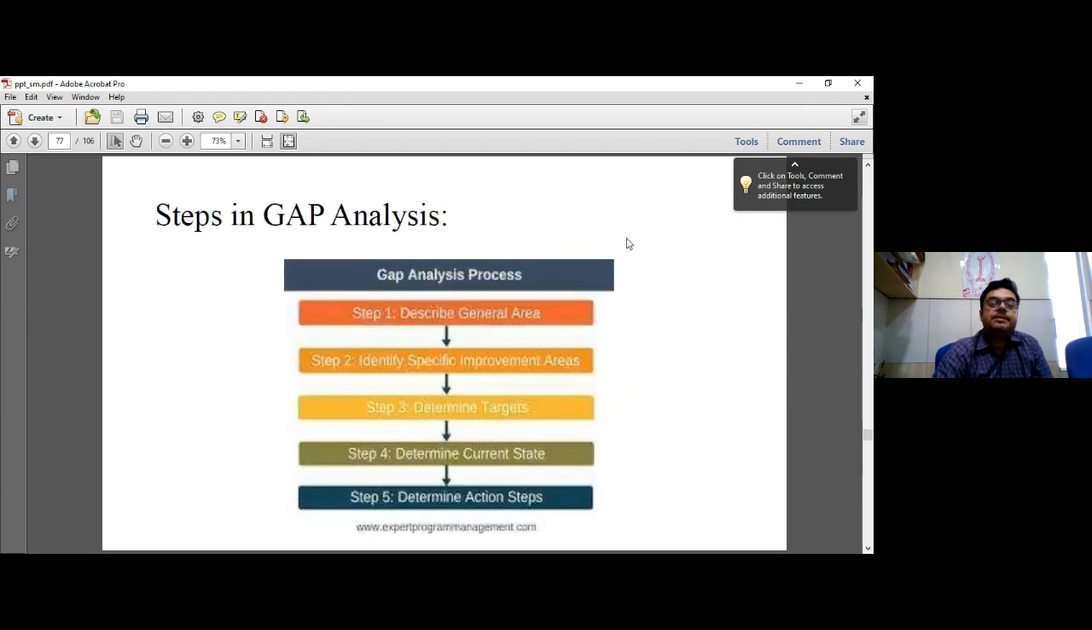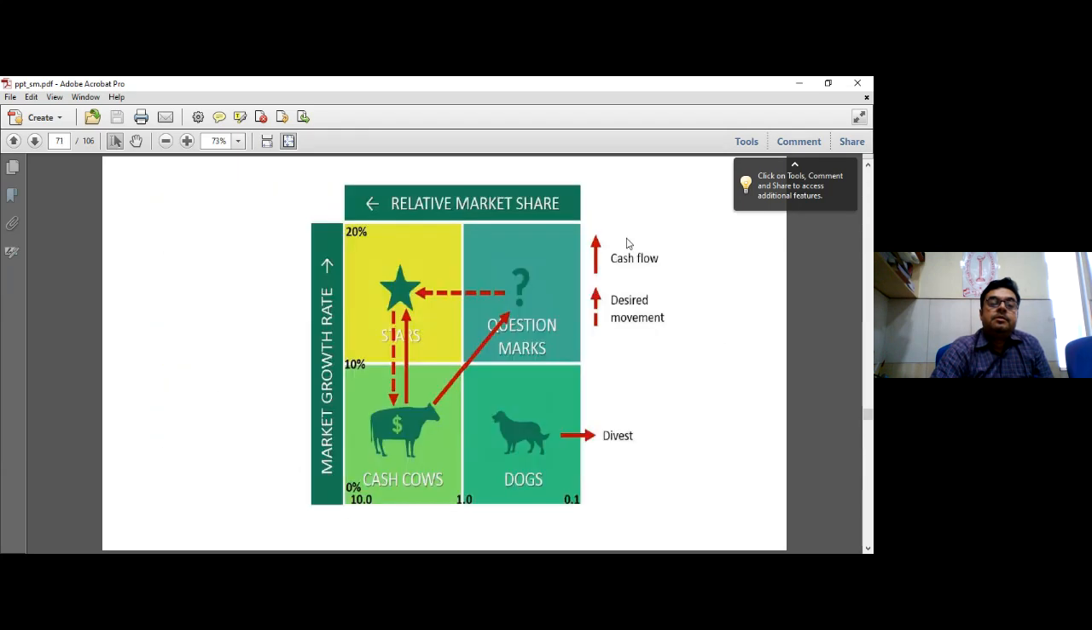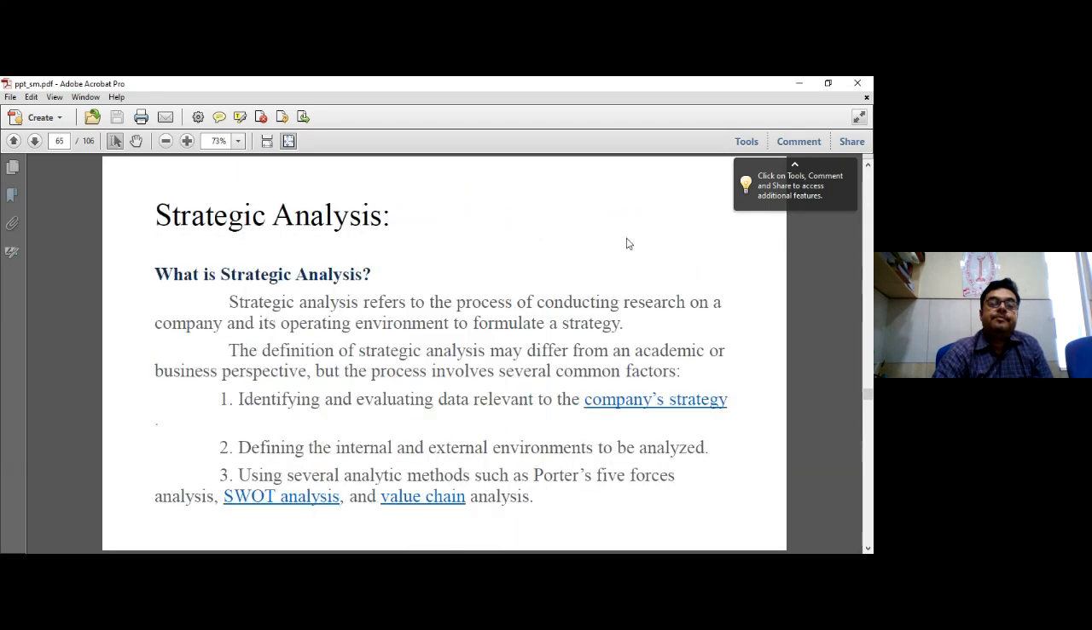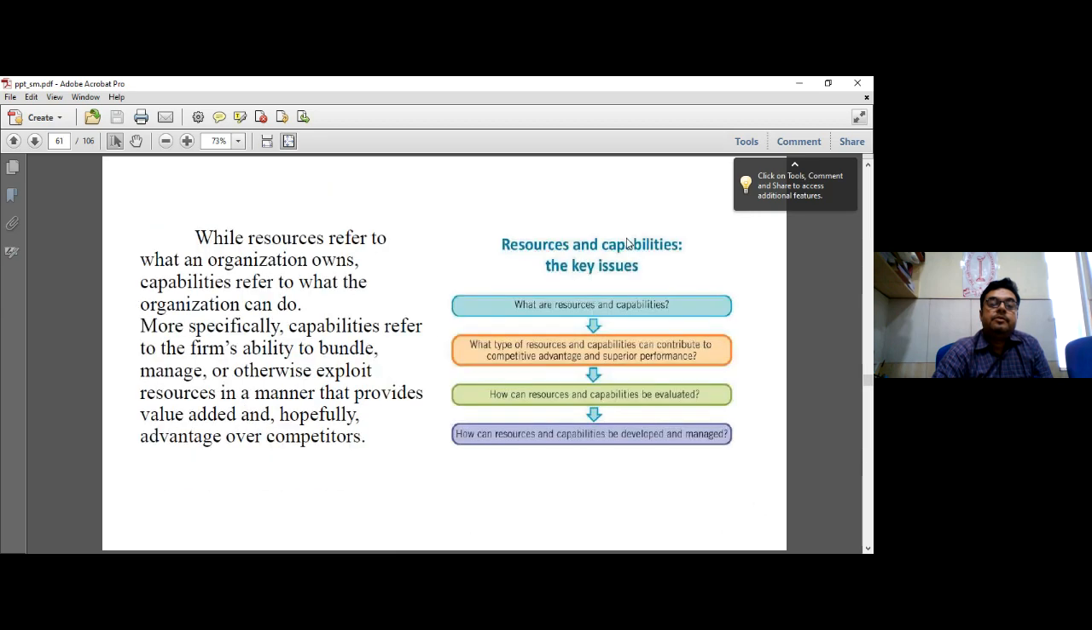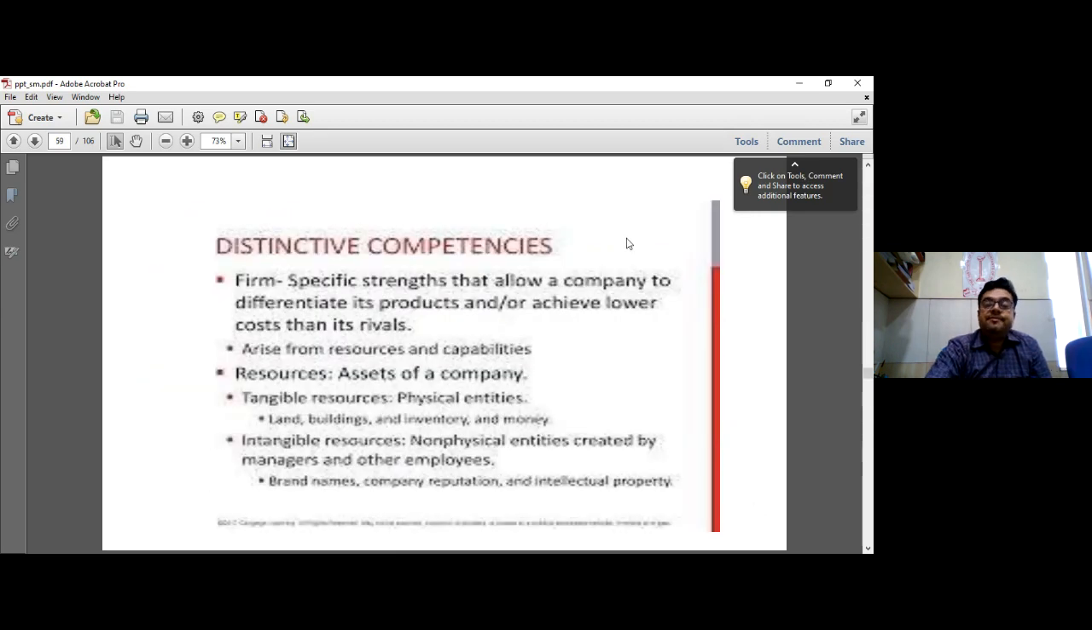Last thing we will discuss is, we were talking of resources and capabilities and distinctive competencies. That is a part of our discussion on strategy and its formulation. So what are the firm-based strategies in terms of resources, both tangible and intangible? How do they arise from the capabilities and resources, brand names, company reputation, and intellectual property?